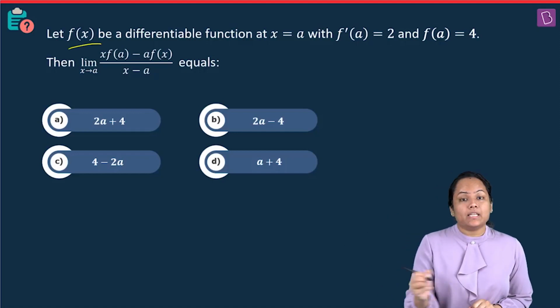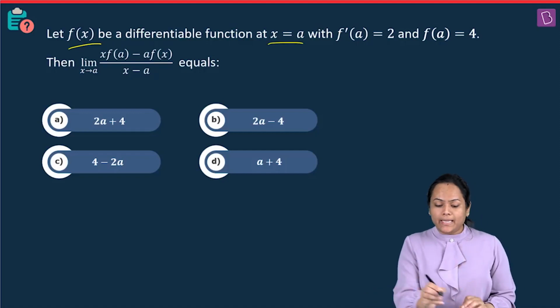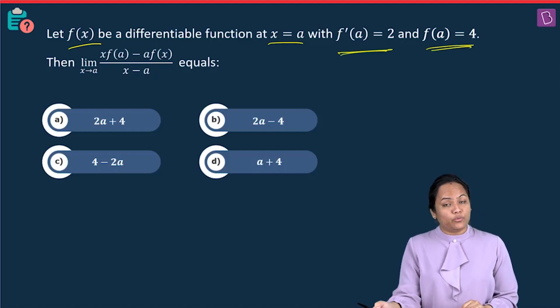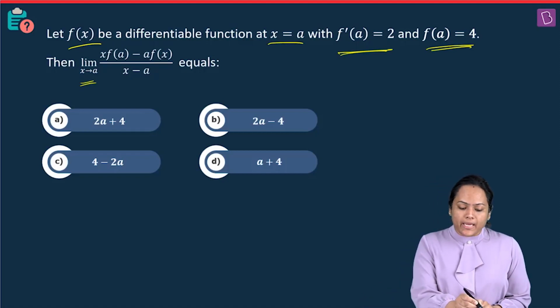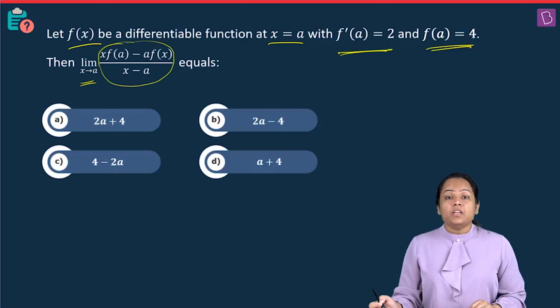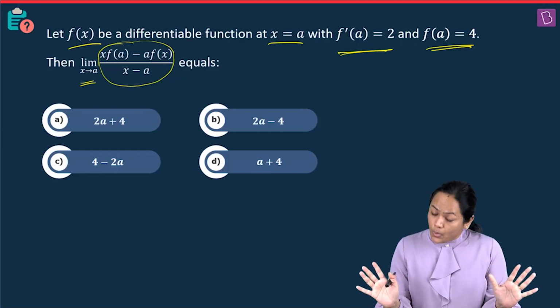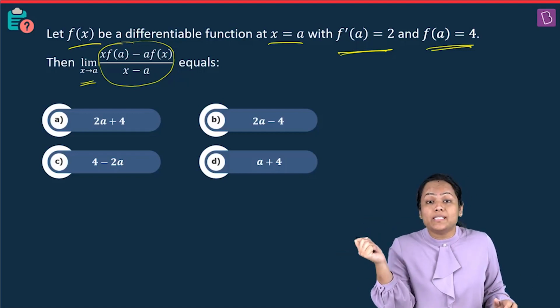The f(x) is a function which is differentiable at x equal to a with f'(a) equal to 2 and f(a) equal to 4. Then they have asked what is the limit as x approaches a of (x f(a) minus a f(x)) divided by (x minus a). So, before finding the limit, what do we have to do first? Well, right, we have to find which indeterminate form it is.